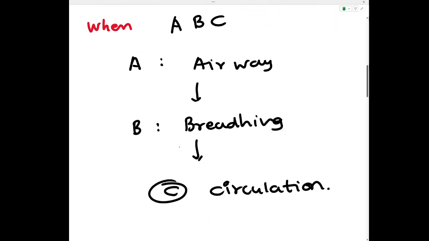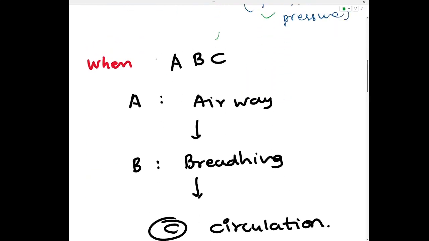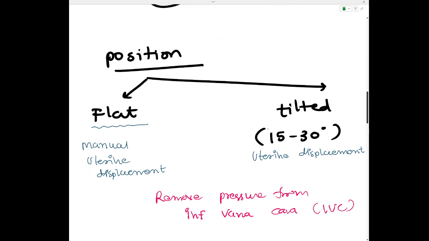Now, what is CPR? First of all, we start with the ABC. A means airway. You need to check whether the pregnant woman is breathing or not, and whether the airway is clear or not. You need to make some neck position changes to make sure that the airway is clear. If the airway is clear, then we check the breathing. If the patient is not breathing and the airway is clear, then there is an indication to start CPR.